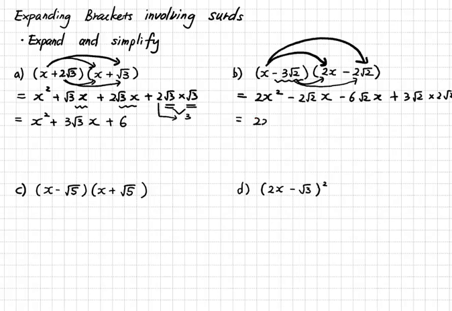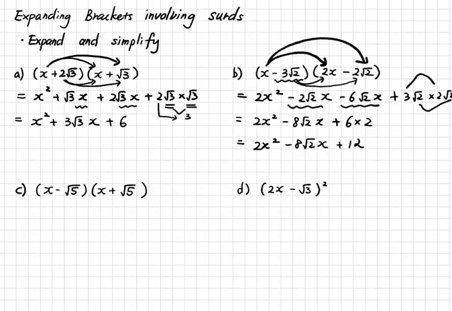Now let's have a look at 2x squared. These two are the like terms. x stays the same. You have negative 2 lots of root 2, take away 6 lots of root 2, so you have negative 8 lots of root 2 x. And plus, you have 3 times 2 is 6, and root 2 times root 2 is 2, so that is 12. So therefore, the final answer is this.